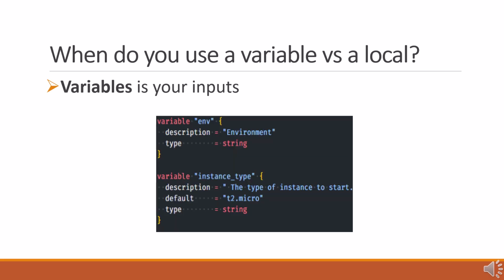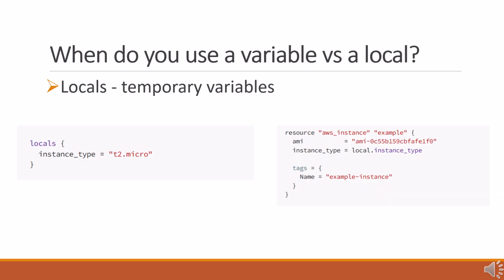Think of variables as your inputs. They are the parameters of your infrastructure. You use a variable when you want to allow a user or a CI/CD pipeline to pass in a value, like a region, an instance size, or an environment name. They are meant to be changed from the outside. Locals, however, are internal to your code. Think of them like temporary variables in a standard programming language. You use a local to reduce repetition or to perform logic.